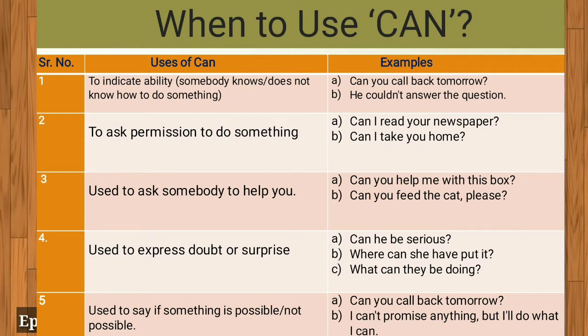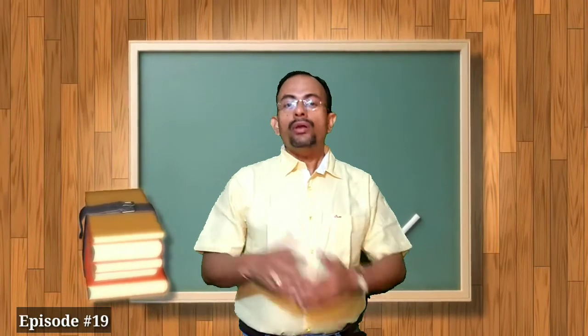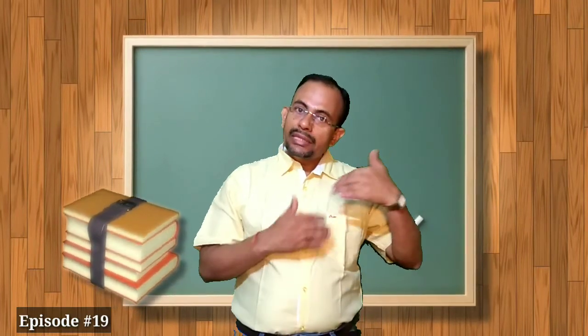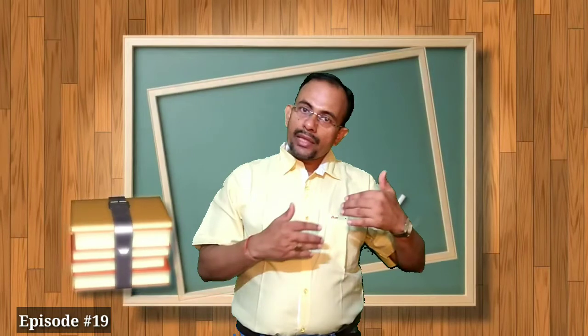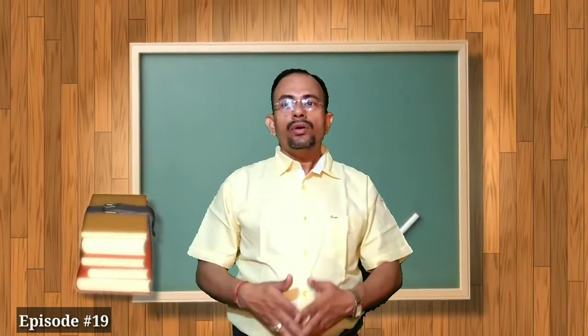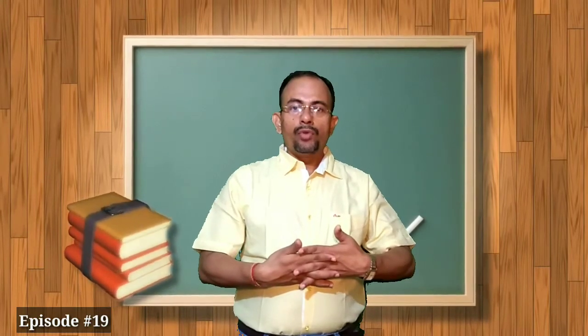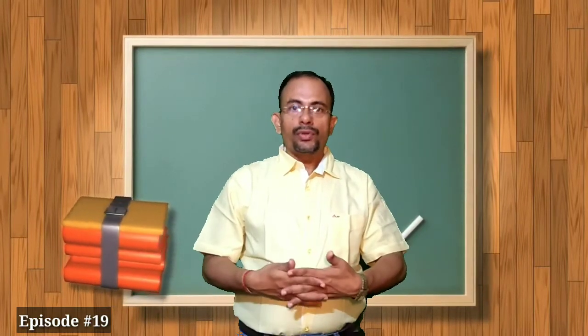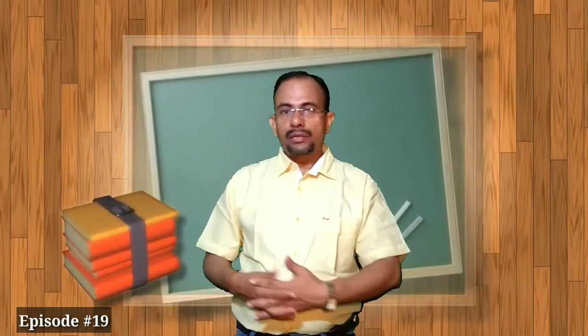Next, can is used to say if something is possible or not possible. For example, can you call back tomorrow? I can't promise anything, but I will do what I can. So these two examples show that something is possible or not possible. So in these circumstances, we use the modal auxiliary can. Now let's move on to some more uses of can with their examples.